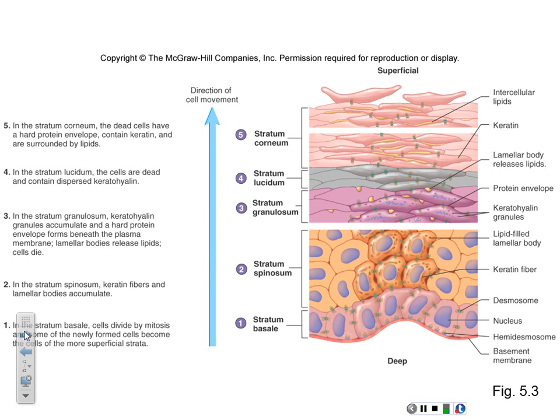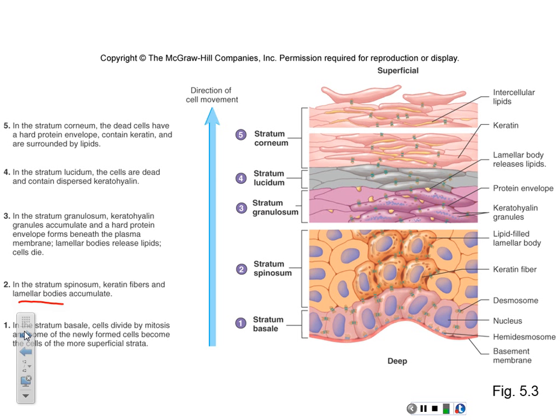So you have those actively dividing by mitosis to produce the cells that eventually will replace the ones that have sloughed off on the top. And then in this stratum spinosum, they are beginning to produce keratin fibers, and lamellar bodies accumulate. Lamellar bodies are full of lipids, and of course keratin fibers are being formed in the second layer. We still have kind of cuboidal-shaped cells, okay?